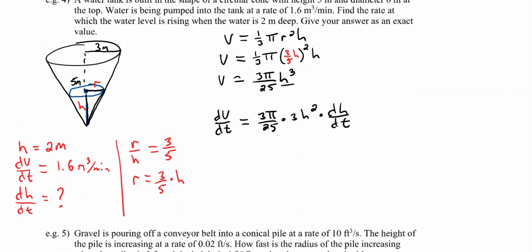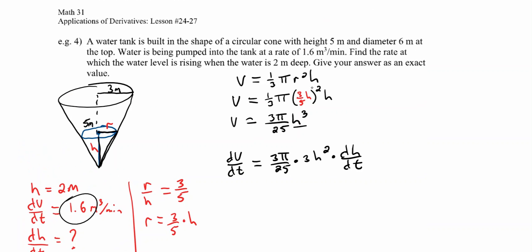Now we're just kind of plugging things in, right? Now we know dV/dt, we know that value. That's 1.6. Why did it become 3 pi over 25? Oh, just here? That was just if you squared 3, that'd be 9. If you squared 5, that'd be 25. And then 9 over 3 would leave you a 3 on the top and a 25 on the bottom. Oh, okay.